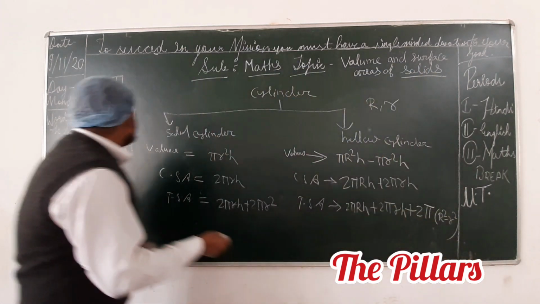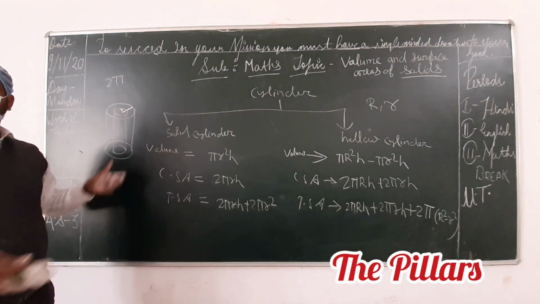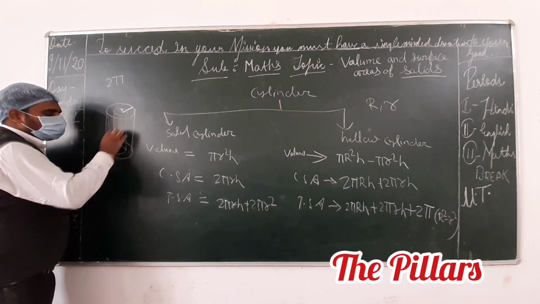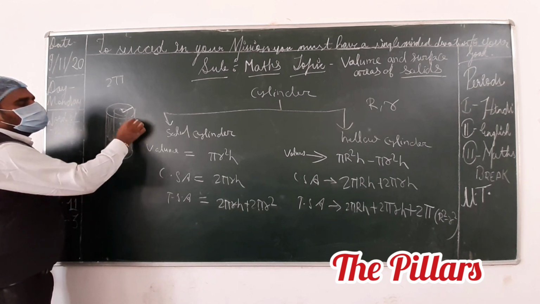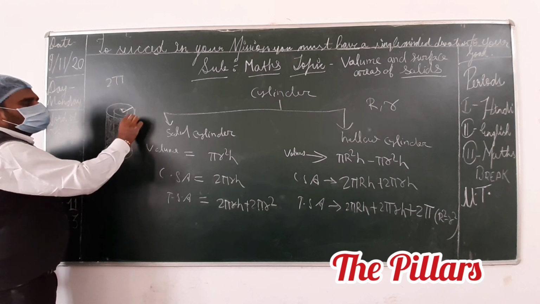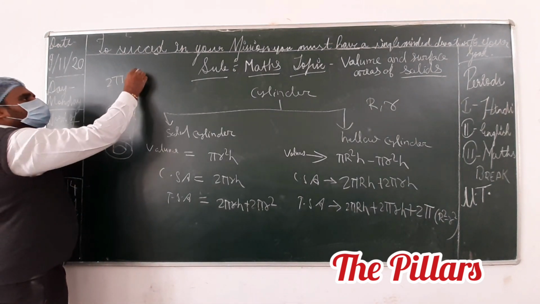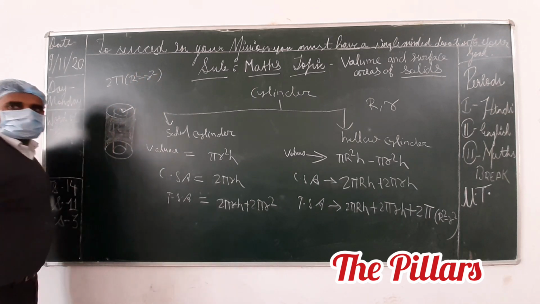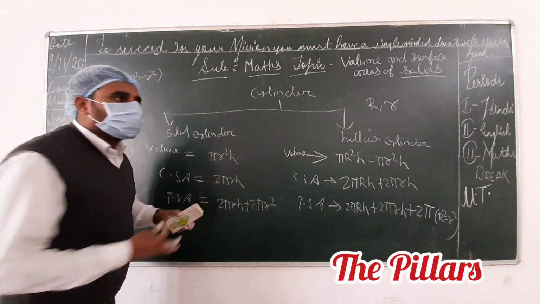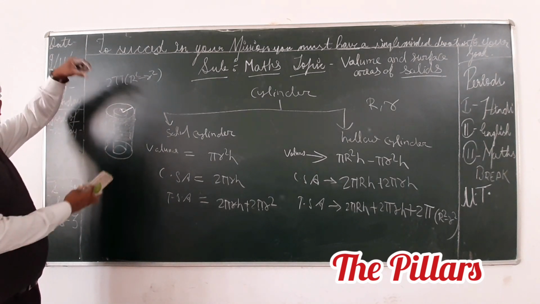Suppose this is our hollow cylinder. You see that CSA means this area. Why did you add 2 pi capital R square minus small r square? You see that in CSA we have to remove these two circles. In CSA we remove these two circles.